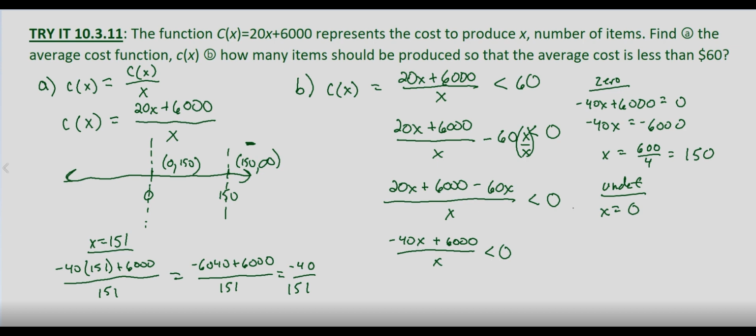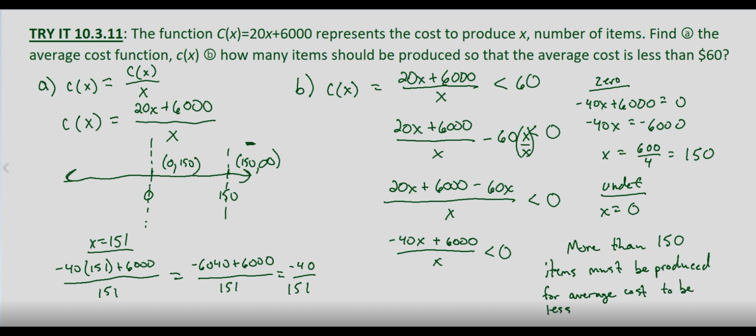So we're going to have to say that more than 150 items must be produced for average cost to be less than $60.